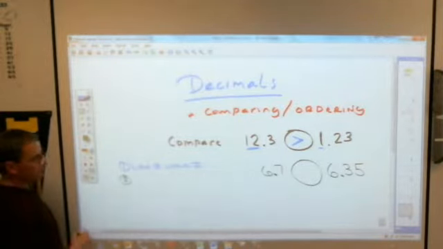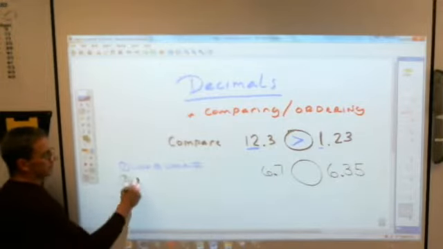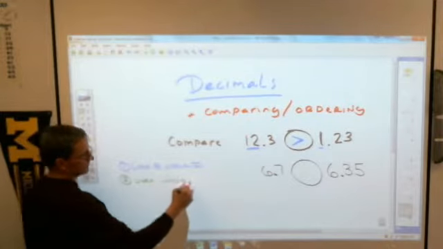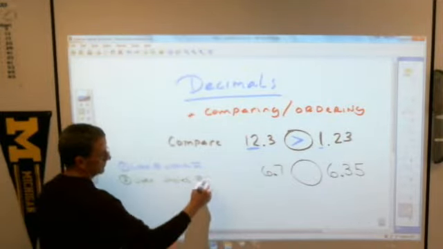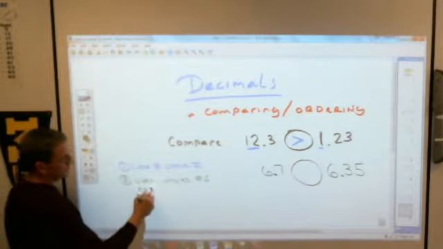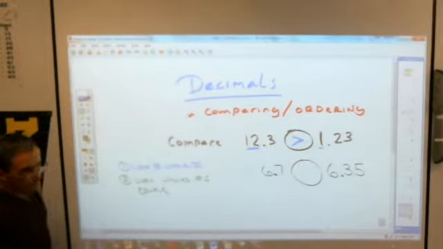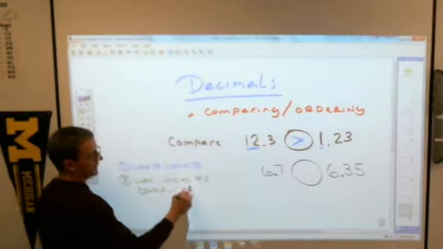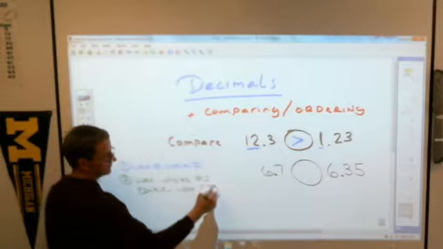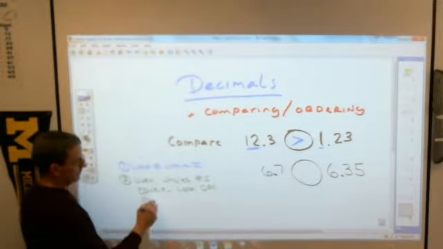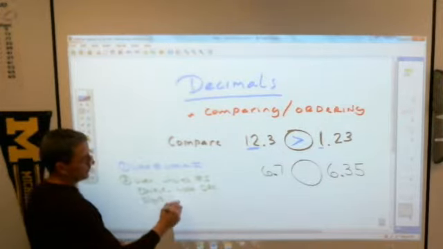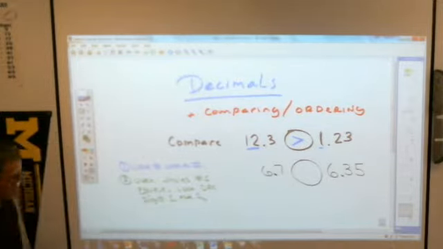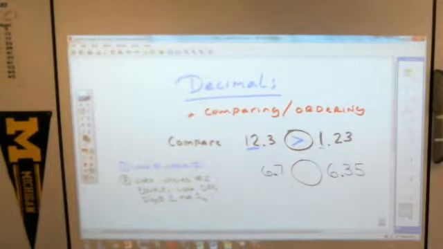When you compare decimals and their whole numbers are equal, like they are in the last one here, what you really need to do is look at the decimal digits one for one. And I'll explain that in just a second here. Hopefully you'll catch on to this.